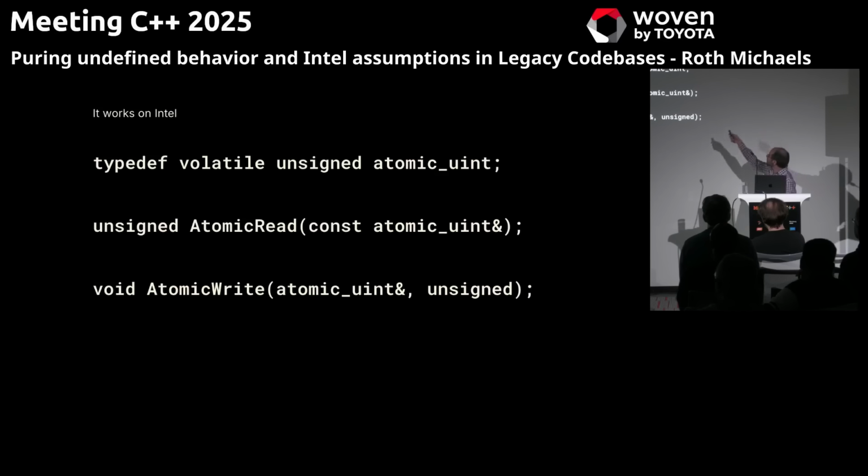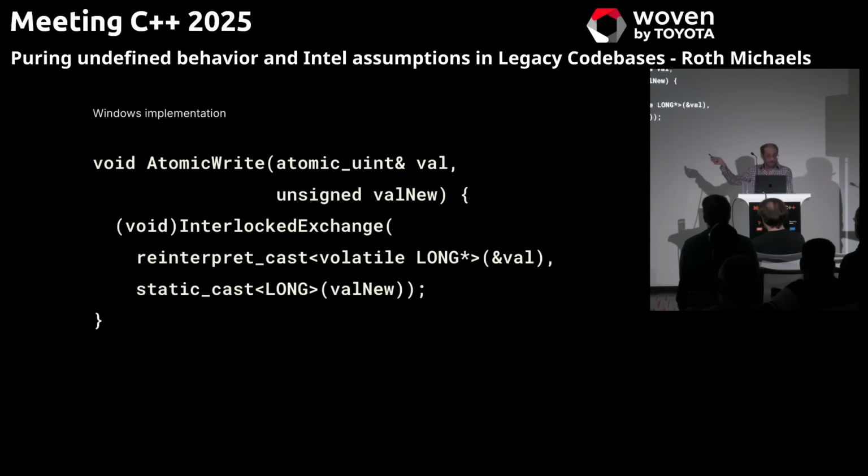So we have our special atomic unsigned int that's volatile unsigned, definitely weird today. But the reason we do this is on Windows, this was the documented implementation. You use this interlock exchange function. You're supposed to use a volatile, casting it to long. It looks a bit weird, but this is how you're supposed to do it on Windows. And so that's how this was implemented.